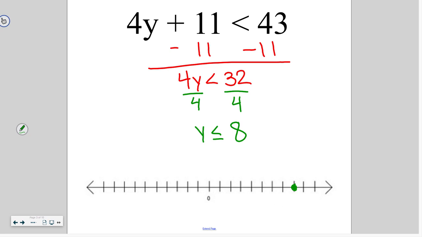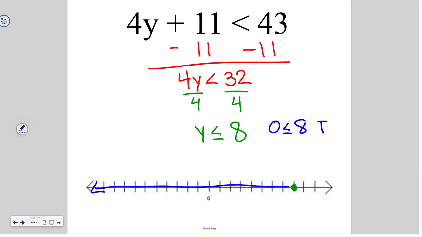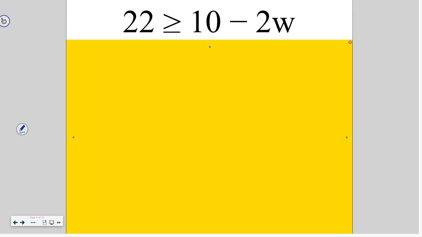we're going to test our point, plugging in 0 is less than or equal to 8. That is a true statement. So our arrow is going to be going to the left. Go ahead and try this one on your own.